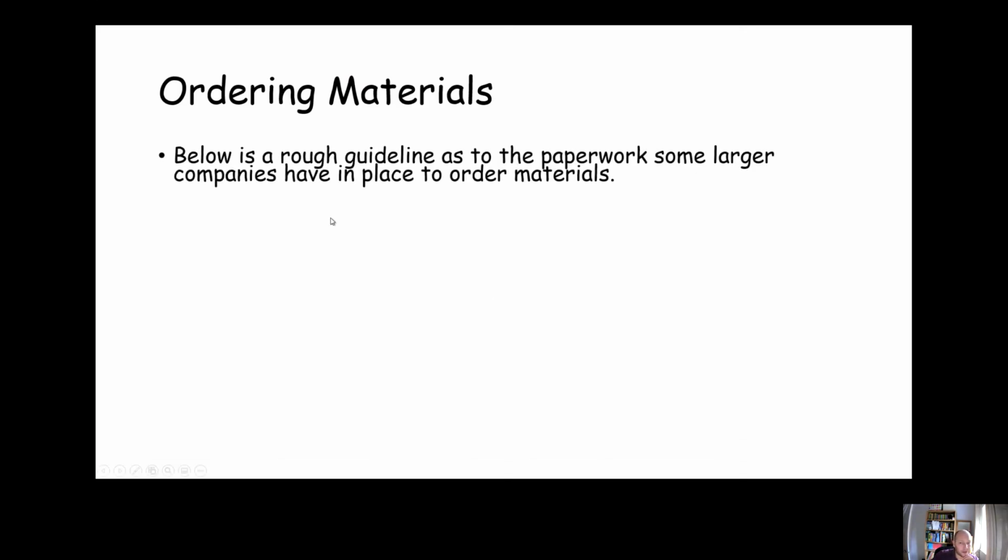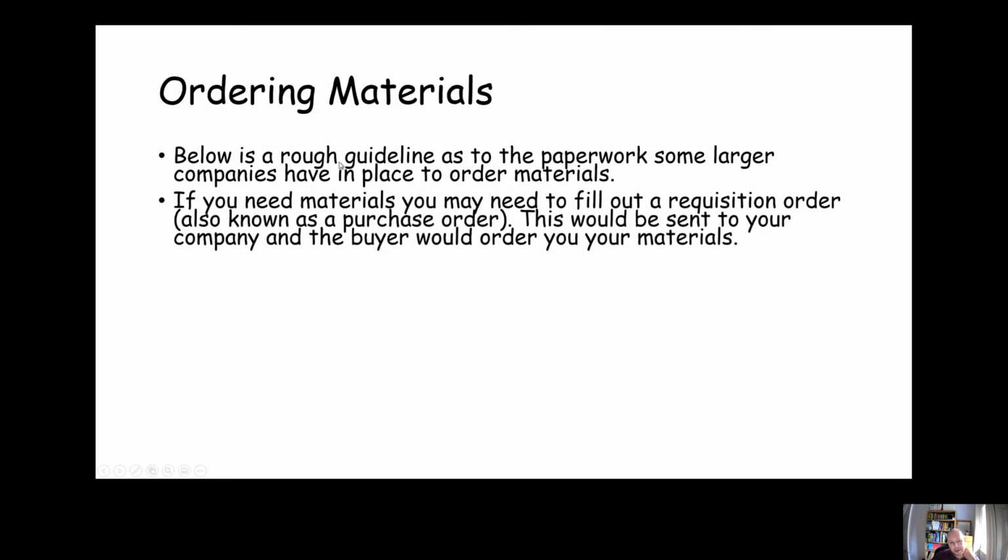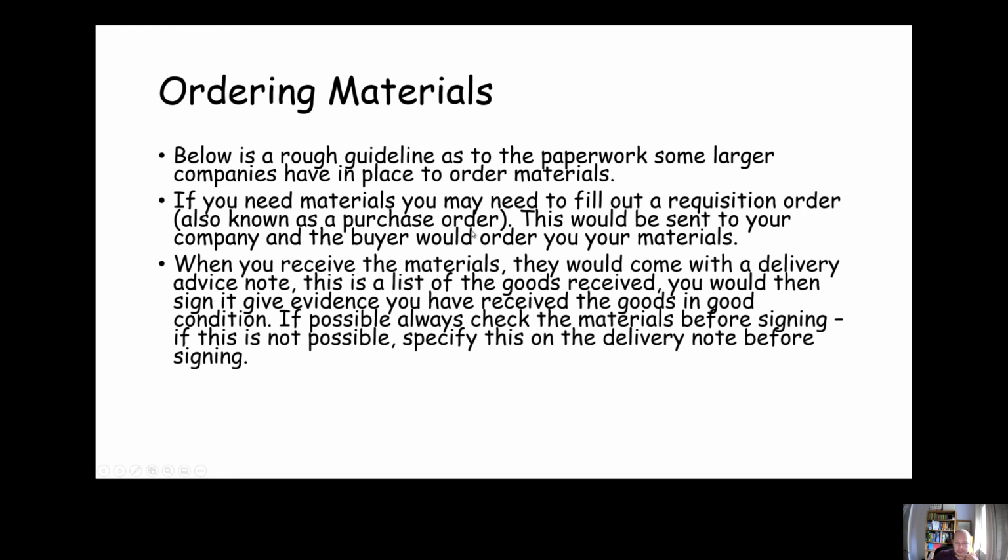So ordering materials, this is a process for some larger building firms. In some cases you'd have to fill out a requisition order, sometimes known as a purchase order, which you'd send to your company, and then the buyer would order your materials on your behalf and get them delivered out to you.